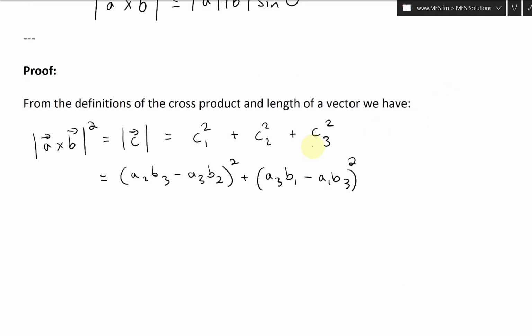Alright, so now the next one is the C3. And remember, this is going to be A1, B2, and then minus A2, B1, and then square this again. And now we're just going to FOIL out or expand all of these squares. So let's do the first one here. This term is going to be multiplied by itself, then multiplied by this one.